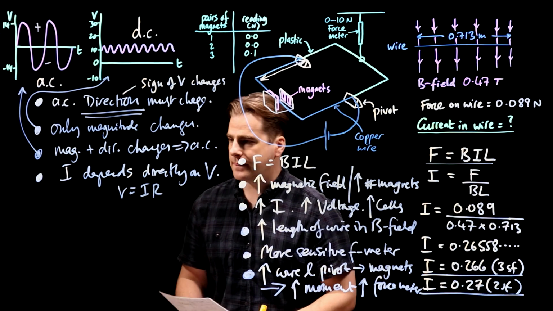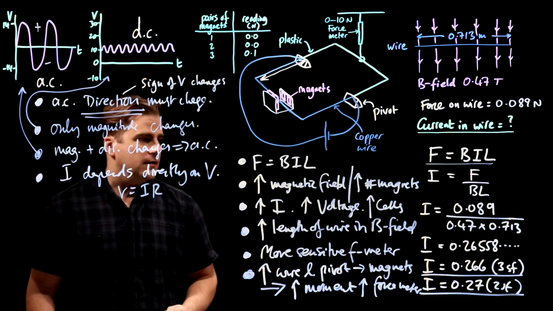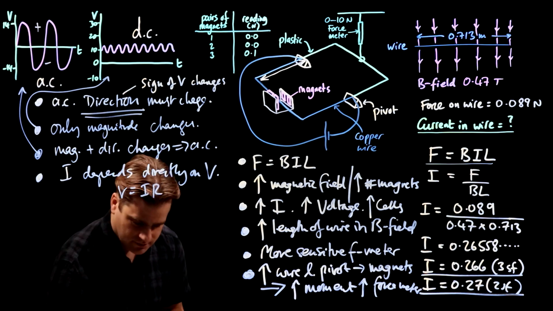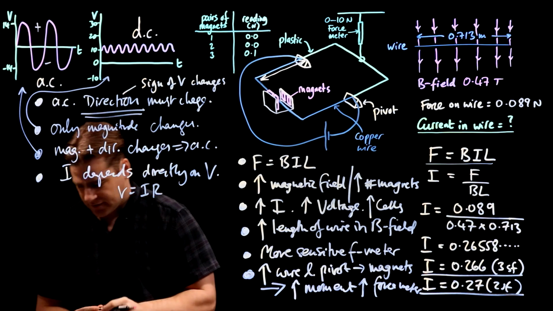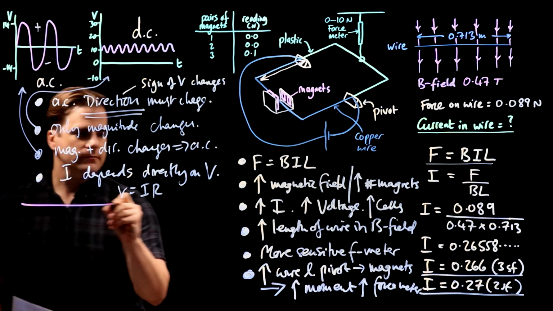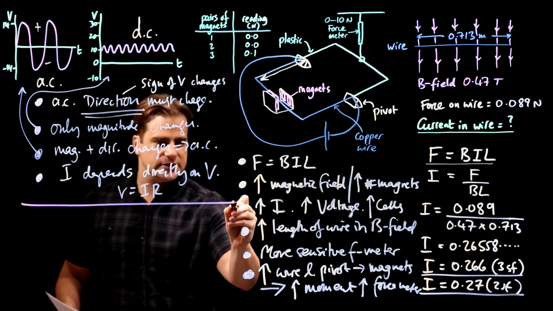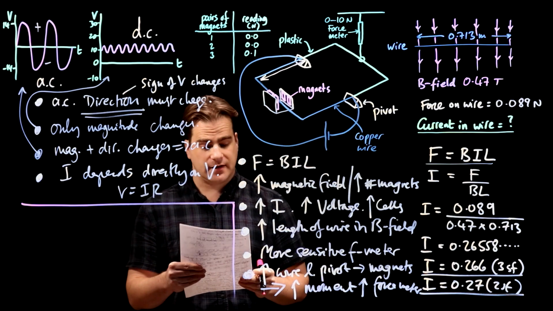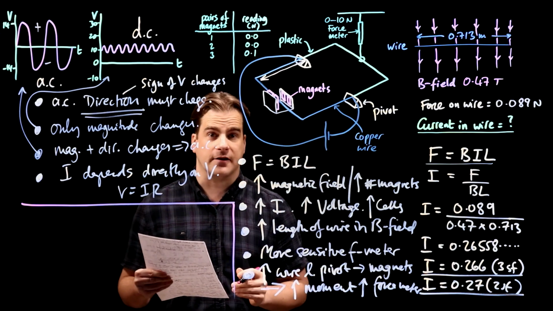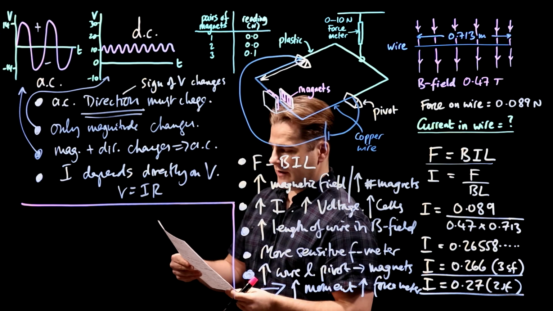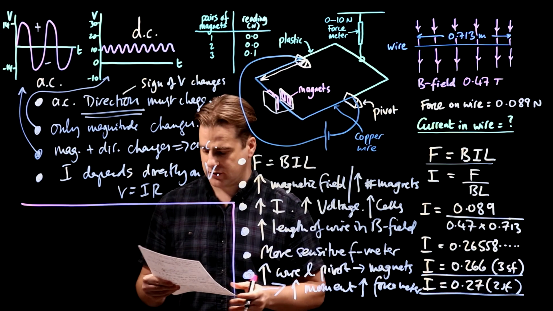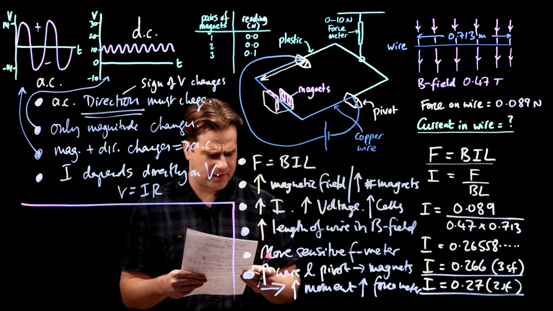Right. Last thing. Shall I have a change of colour? Yeah, why not? Let's go pink. So, last question. A power transmission wire hangs so that it is at right angles to the Earth's magnetic field. Although this magnetic field is constant, the cable experiences a changing force. Explain why the force experienced by the cable changes.